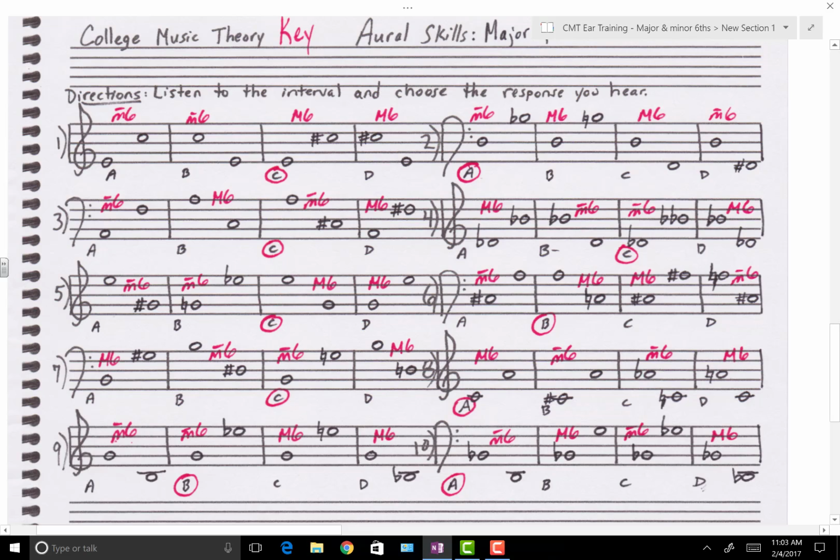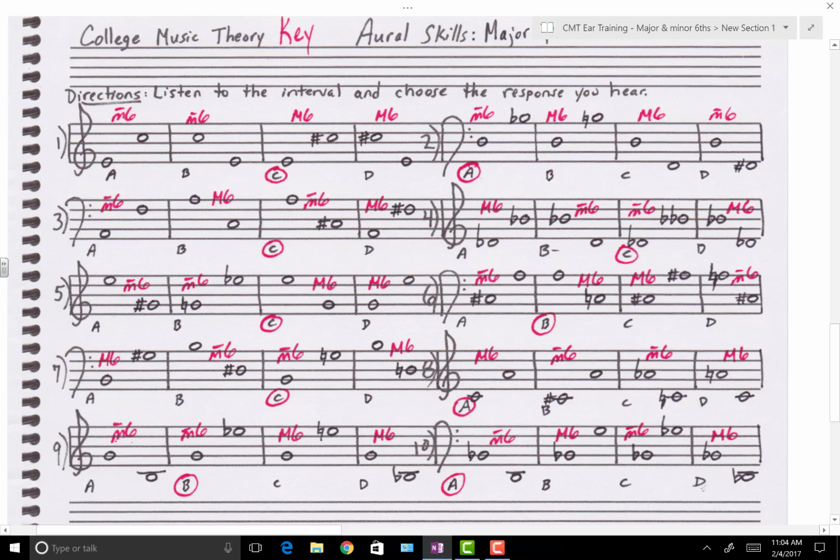That's the entertainer backwards. And our major 6th descending is the opposite of the correct answer. The correct answer was A, do la, and D was la do.